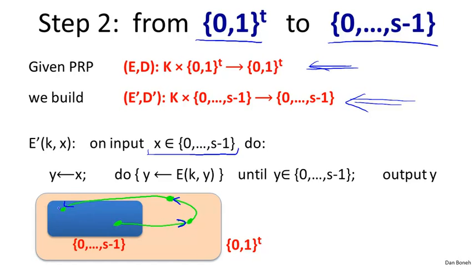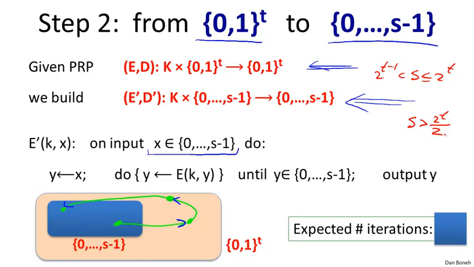But before that, let me ask you, how many iterations do you expect that we're going to need? And I want to remind you again, before I ask that question, that s is less than 2 to the t, but is more than 2 to the t minus 1. So in particular, s is greater than 2 to the t over 2. My question to you now is, how many iterations are we going to need on average until this process converges?